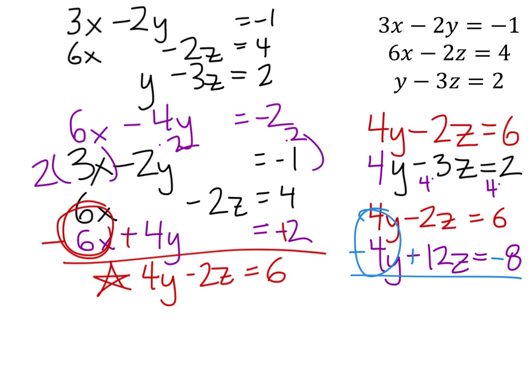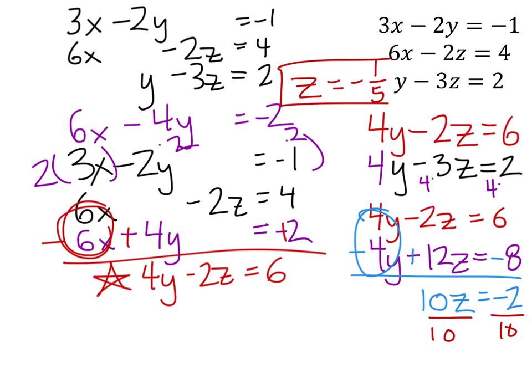Then I just add and subtract vertically here. So negative 2z plus 12z, that would give us a 10z equals 6 minus 8 is a negative 2. Then finally, to solve for z, we just need to divide both sides by 10, and we find then that z equals negative 1/5 if we simplified it. So there's our first answer.